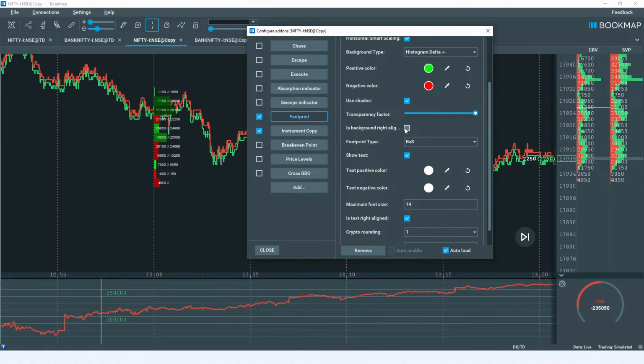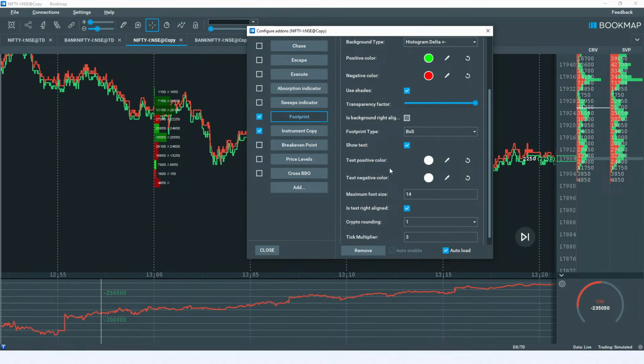Next is background right aligned, which is nothing but the alignment of the chart. When I select right aligned, the graph will be shown on the right. This also you can change according to your need, but I am not changing anything there. Then comes the footprint type. The information we have seen so far is for the chart, but the information we are selecting here is for the text that we are seeing now.